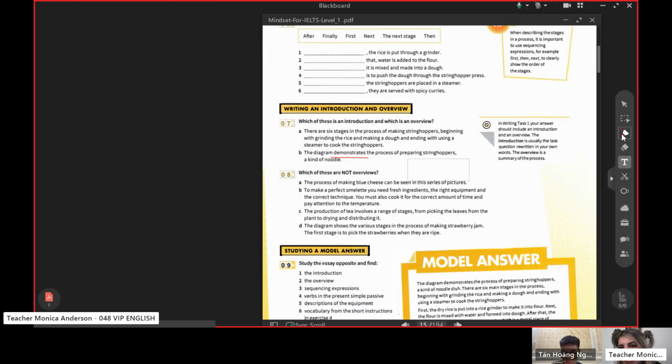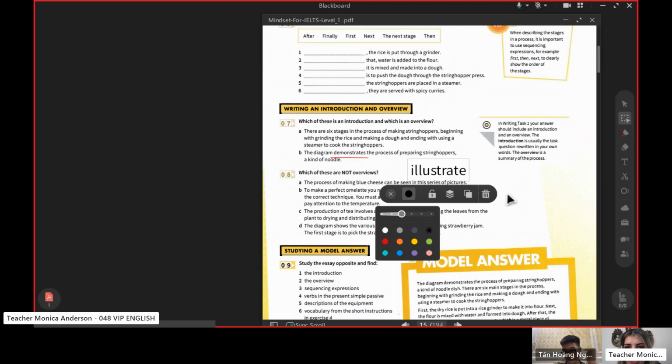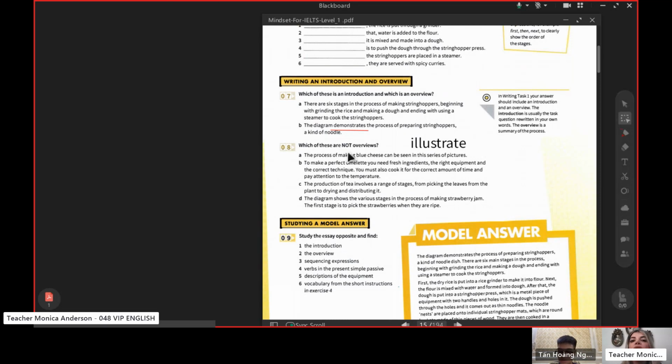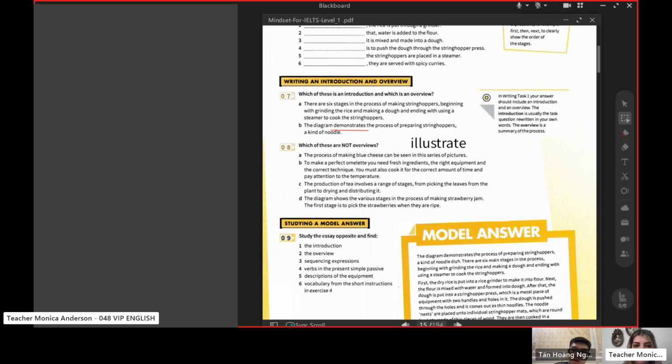Shown. Okay, let me change the color again. Oh God. The color is white so that you can see well. Illustrate, demonstrate, shown. Okay, so you can use all of them, but illustrate and demonstrate are better. Okay, well, now let's keep going. Which of these are not overview? And tell me why. Because B is just... No. Part 8. You didn't read it. Part 8. A, B, C, D.